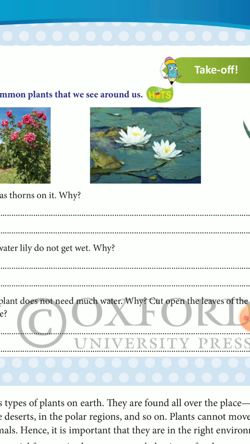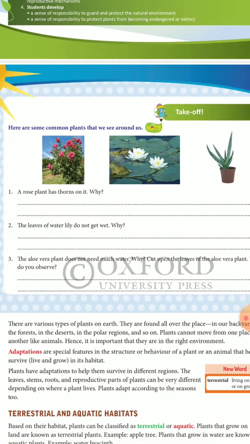Now the leaves of the water lily do not get wet. Why? This also I think we have talked about. The leaves of the water lily have a waxy layer on the top, and this waxy layer helps to slide off the water, so the water lily will not get wet inside the water. Instead of being wet, the leaves will always be dry. This waxy layer will keep it dry from the water.